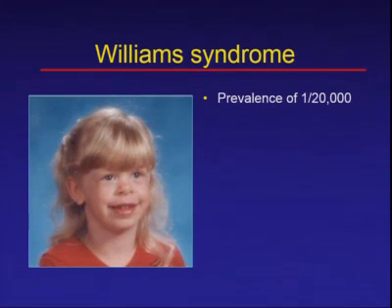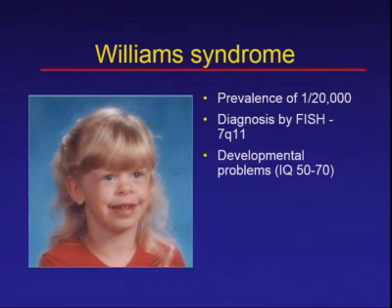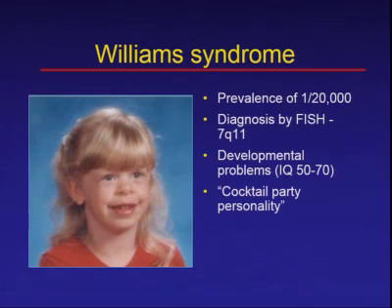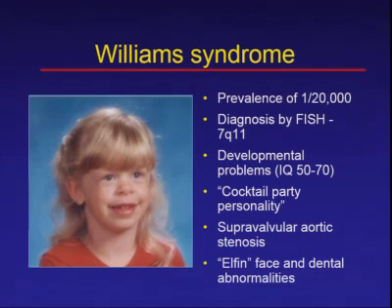Williams syndrome, certainly a board favorite. The prevalence is estimated to be 1 in 20,000 births. The defect is a microdeletion in 17q11. These patients have mild developmental delay. They're often described as having this cocktail personality, very outgoing, very chatty, very friendly. The cardiac defect is a supravalvular aortic stenosis, and they're described as having an elfin facies, often with dental abnormalities.